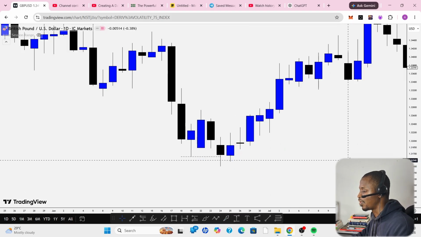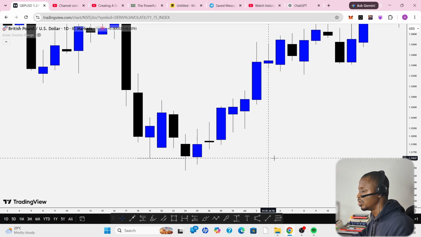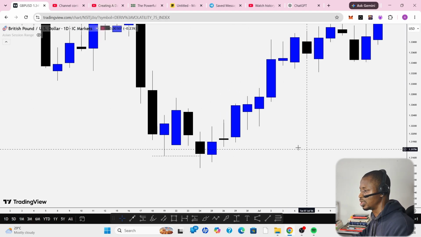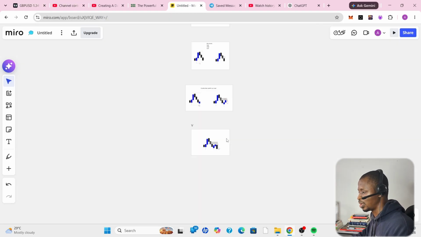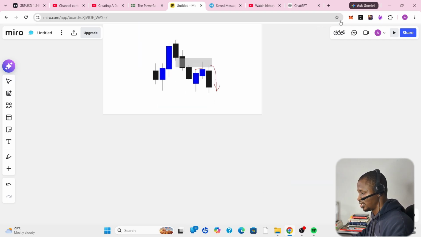So if you go to your 4 hour, if you mark your 4 hour, let's mark the equilibrium level of this candle. Oh, guys, there's something I forgot to show you guys. Let's go back to my board again. Let me show you how to mark the equilibrium level for the candle that you are waiting for. Let me use this example.